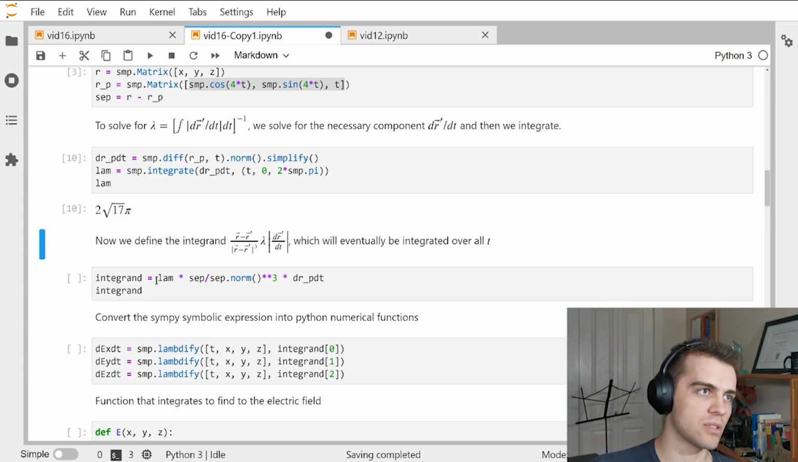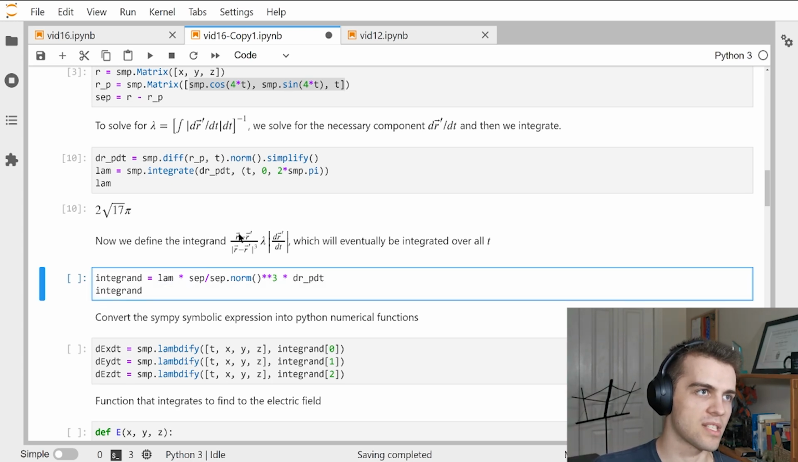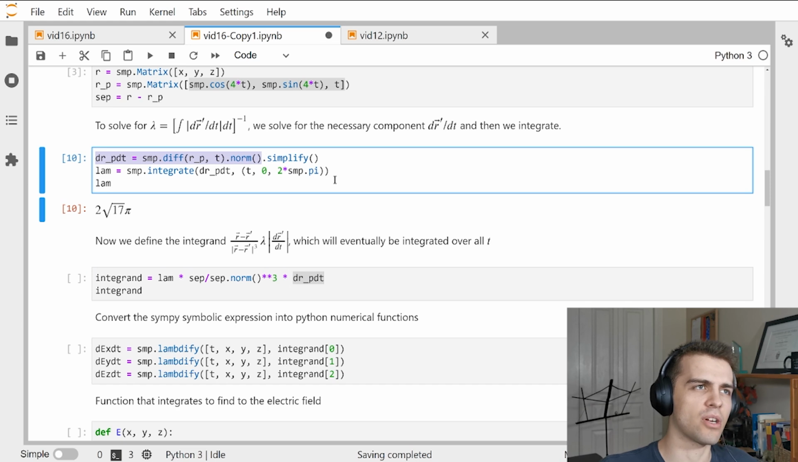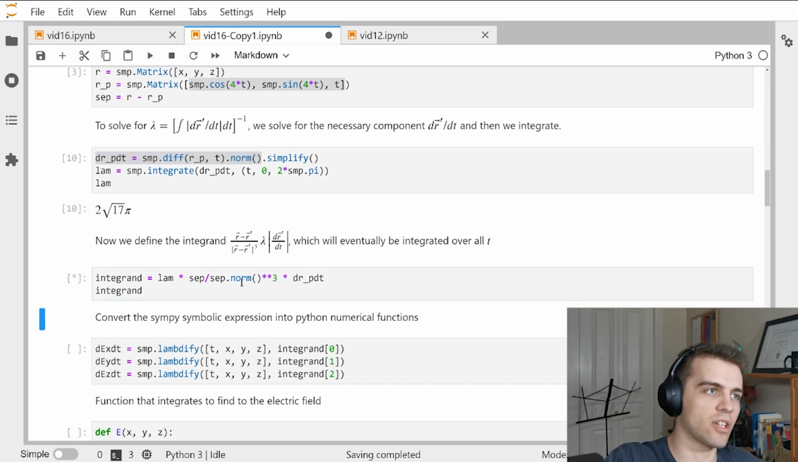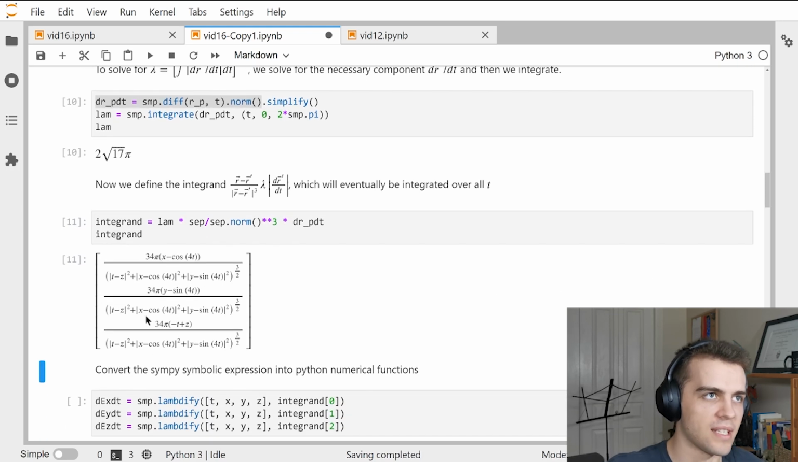So the integrand is equal to lambda times the separation vector. Remember, separation is r minus r prime divided by sep.norm cubed. So this takes the norm of this separation vector and cubes it, and I times dr prime dt, which of course this is the norm, right? dr prime dt, I already called norm.simplify. So this is the absolute value here. And then I can look at my integrand, and it's sort of a complicated expression.